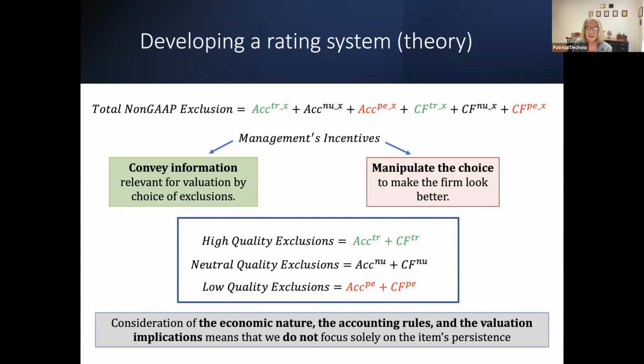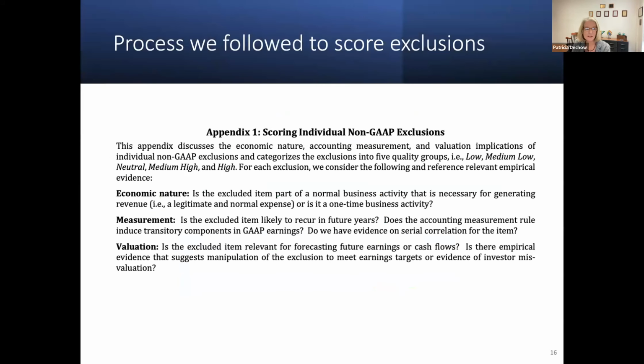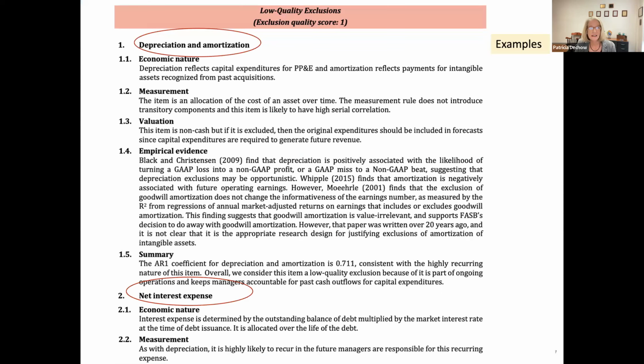So we don't just look at the AR1 process of the particular non-GAAP exclusion. And so we developed this kind of scoring system of the non-GAAP exclusion, where we look at the economic nature, how things are measured, and then their valuation implications. So are they relevant for future earnings or cash flow forecasting? So we classify things such as depreciation, amortization, and interest expense as low quality just because they are persistent. You see them every year.